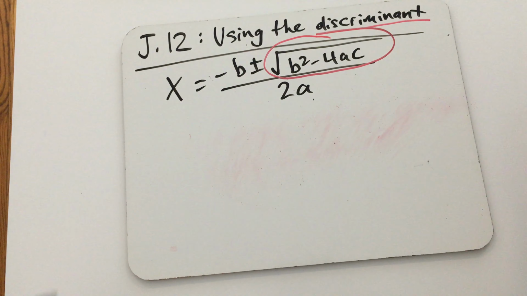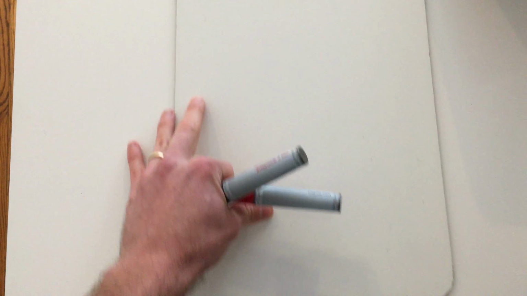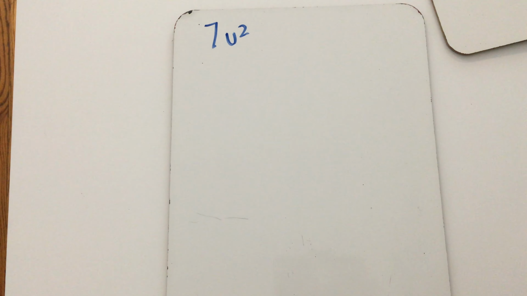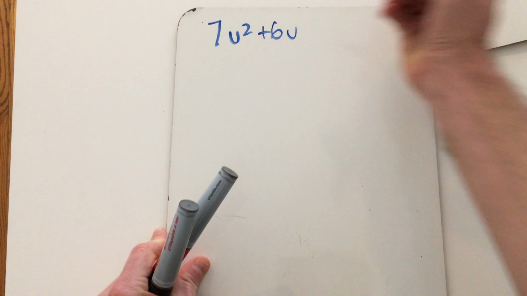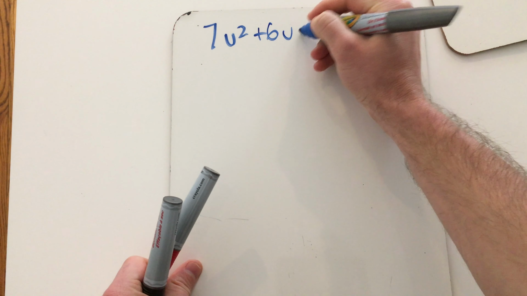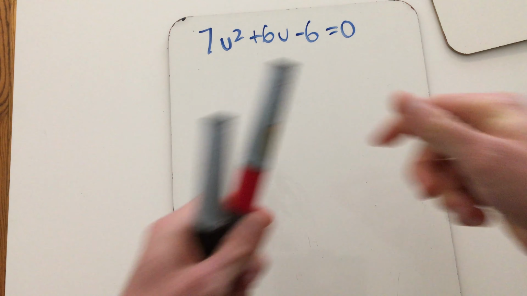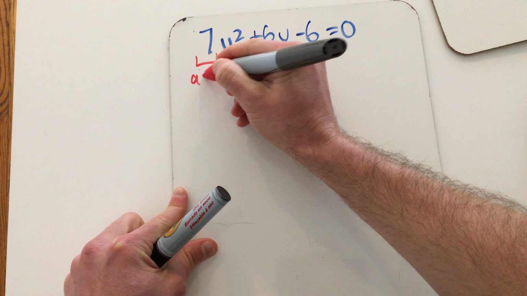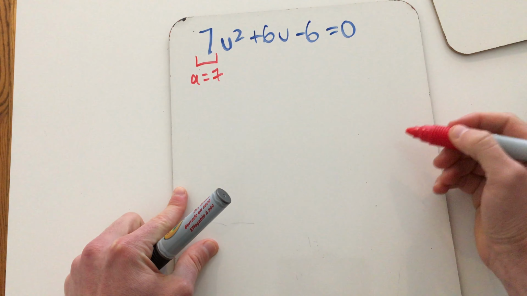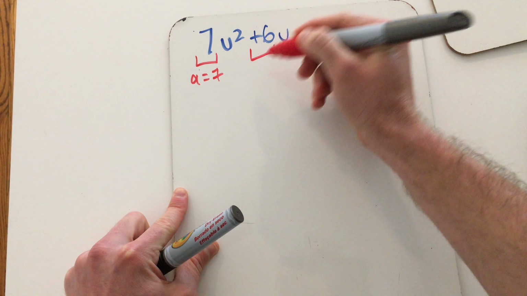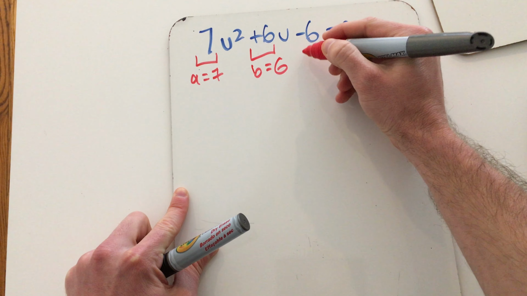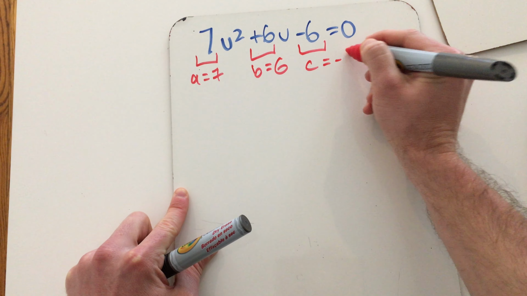All right. So the first problem that we're going to use is 7u squared plus 6u minus 6 equals 0. So your first step is to identify your a value, your b value, and your c value. Your a value is 7 because it's the coefficient of the squared variable. Your b value is 6 because it's the coefficient of the variable to the first degree. And your constant, your c, equals negative 6.